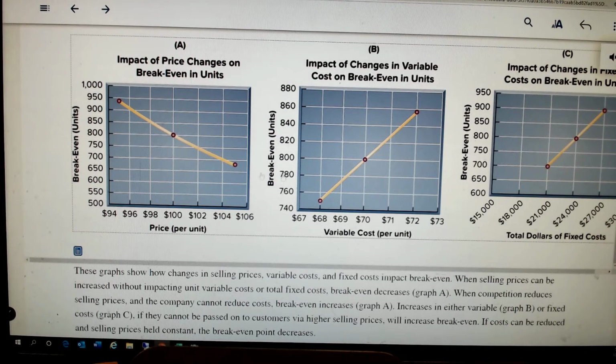This is like sensitivity analysis. Here, I'll do a little sensitivity analysis with you and see how this works. This is changing the impact of changes on the break-even point in units: impact of changes in variable costs, impact of changes in fixed costs. Let's take a look at that real quick.